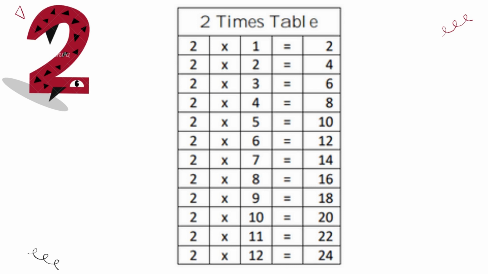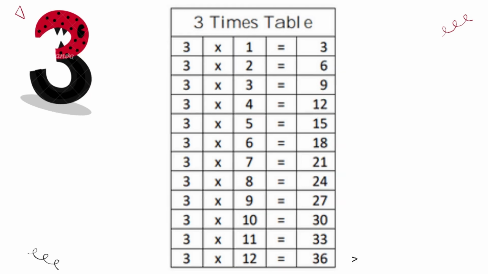Now let's go to our 3 times. 3 times 1 equals 3. 3 times 2 equals 6. 3 times 3 equals 9. 3 times 4 equals 12. 3 times 5 equals 15. 3 times 6 equals 18. 3 times 7 equals 21. 3 times 8 equals 24. 3 times 9 equals 27. 3 times 10 equals 30. 3 times 11 equals 33. 3 times 12 equals 36.